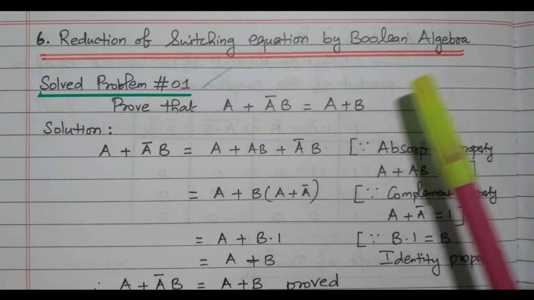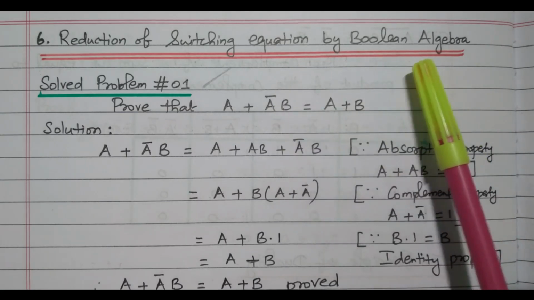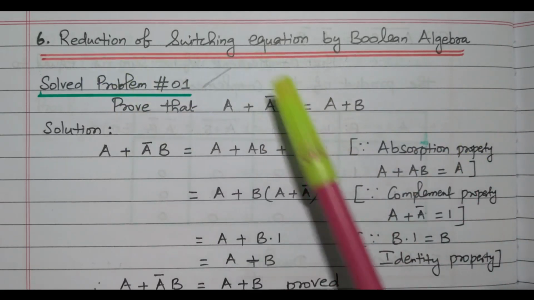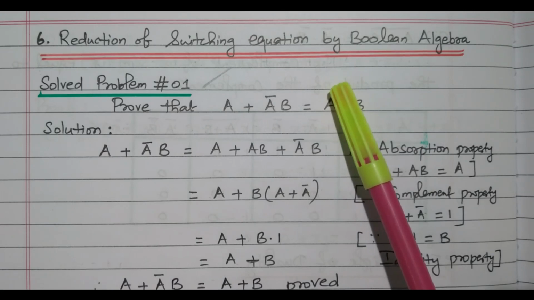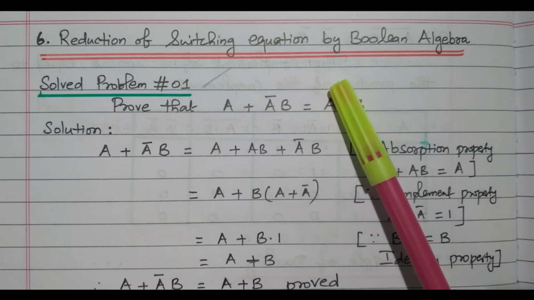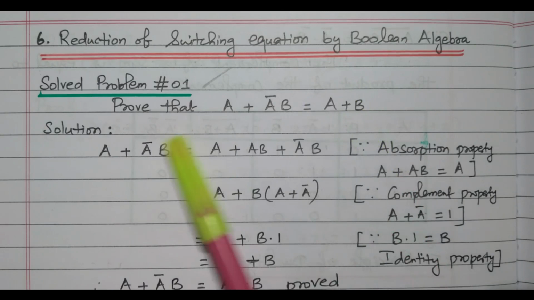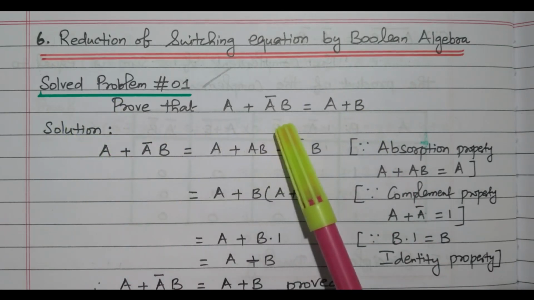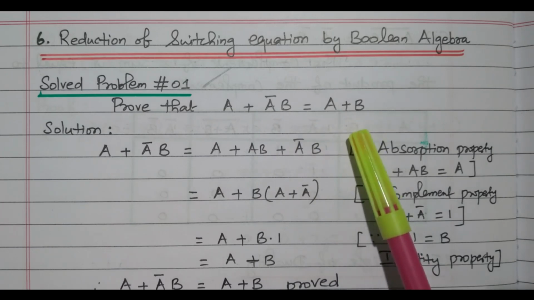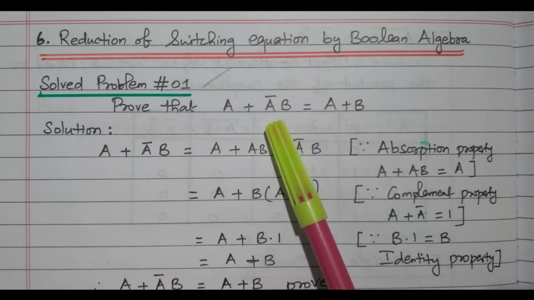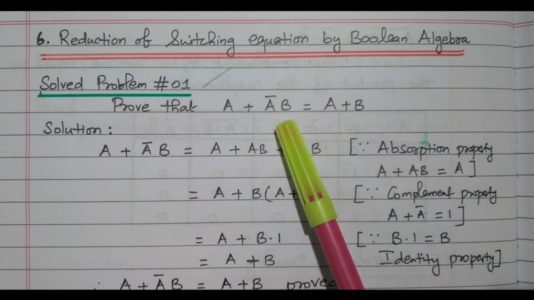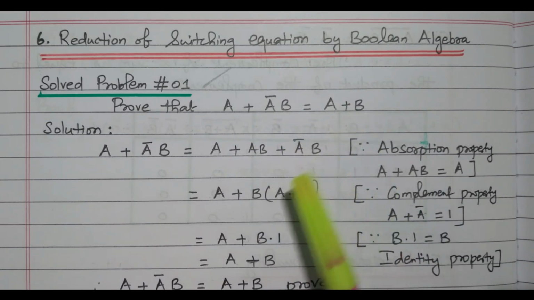Now we'll go to the topic. By Boolean Algebra we are going to reduce the switching equation. In this problem, based on the theorems, we are going to prove the theorem. You see the first problem. Prove that a plus a bar b equal to a plus b. We need to prove that a plus a bar, the complement of a, b is equal to a plus b.